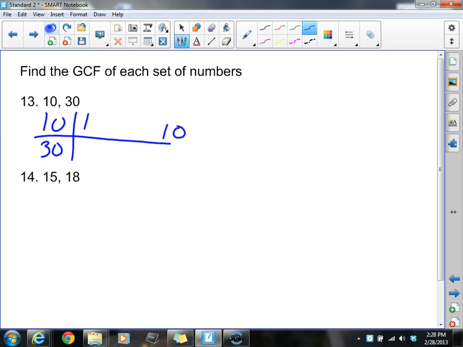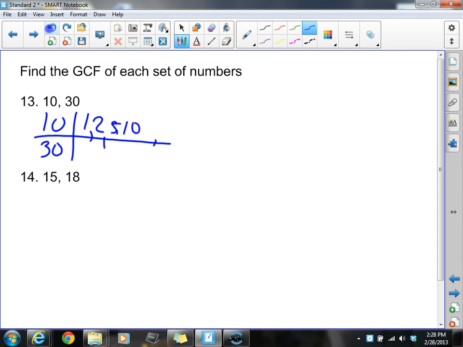Is there any other numbers? Let's see, 2 times 5. Are there any other numbers? 3 times? No. 4 times? No. 5? Oh, and we're already there. So you have the 4 factors of 10, and I can rewrite these if I want to: 1, 2, 5, and then 10.